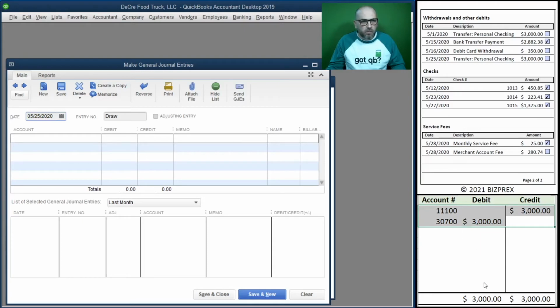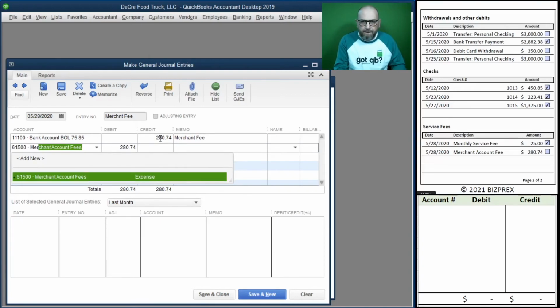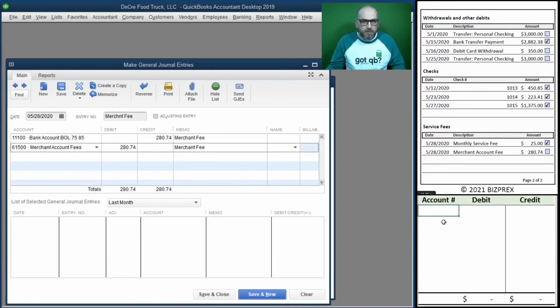All right, one more thing. So on 28th, we have our merchant fees. All right. So again, our bank account is reduced. All right, so what's happening here? Our bank account is credited. It's pretty obvious from this interface. And our expense account is debited.